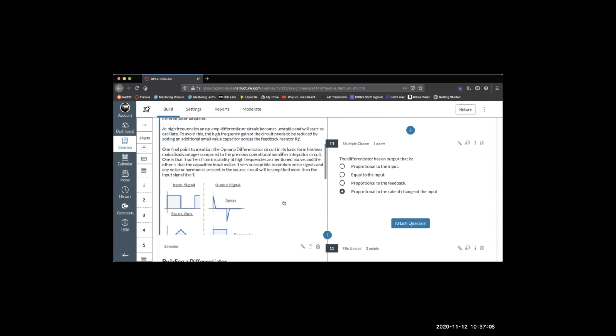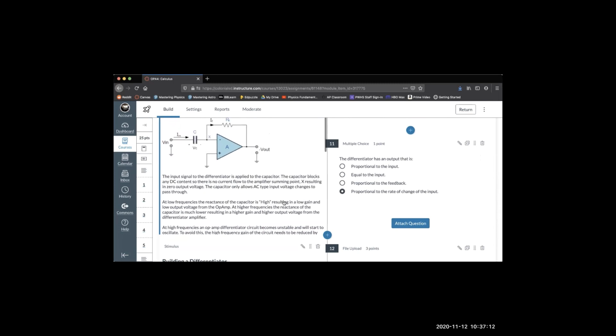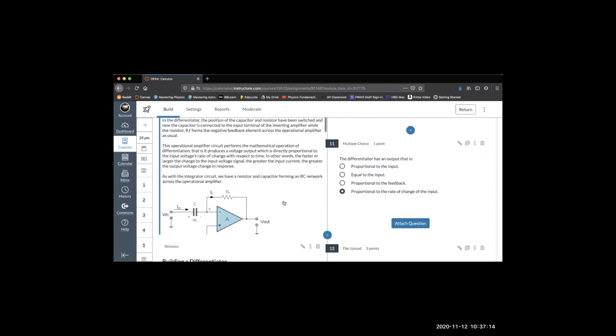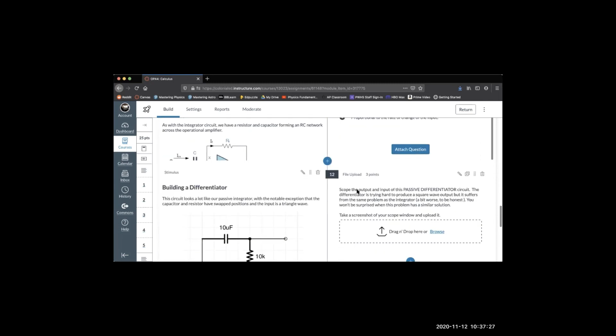Rate of change of the input. Yep, rate of change of the input. The input's voltage rate of change with respect to time. That's where that answer came from, this paragraph. This operational amplifier circuit performs.